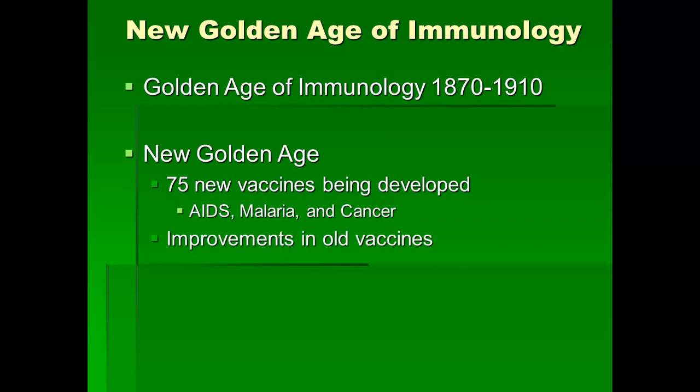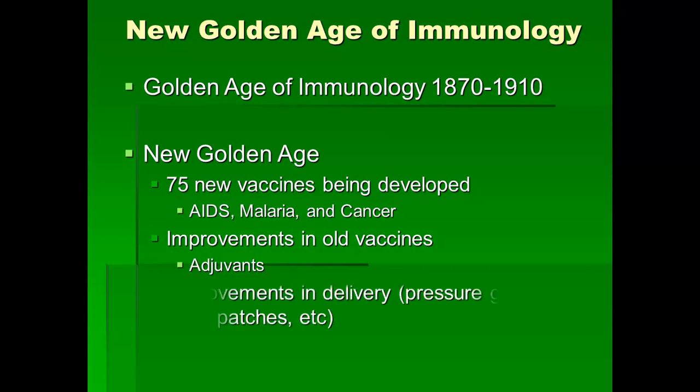We've seen improvements in old vaccines using adjuvants. Adjuvants are chemicals that may increase the effectiveness of response to an antigen in a vaccine. So it improves the effectiveness of some antigens. We have seen improvements in delivery, so a pressure gun, in food, in patches, etc. And of course, we've seen safer vaccines.